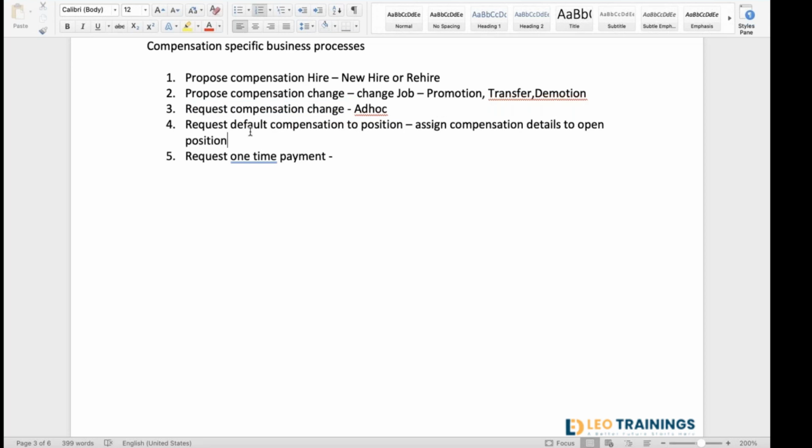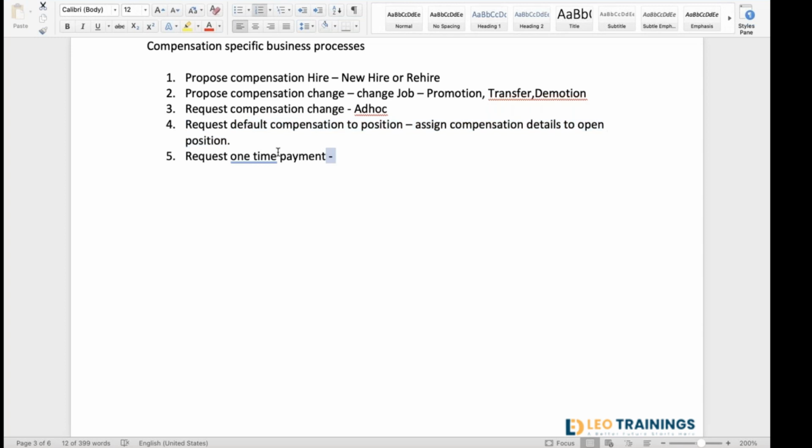Other one, request default compensation to position. All these business processes are for workers only; you are able to trigger or assign only for a worker. But we can also assign compensation to a position, an open position, and then hire an employee into the position so that the same compensation will be applicable to the worker. That also we can do. If you would like to assign compensation to an open position, then we need to trigger this business process, request default compensation to position.